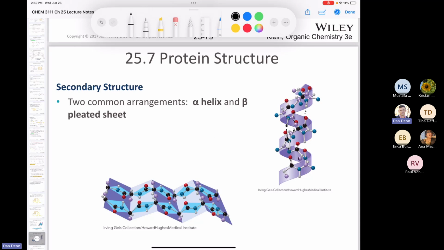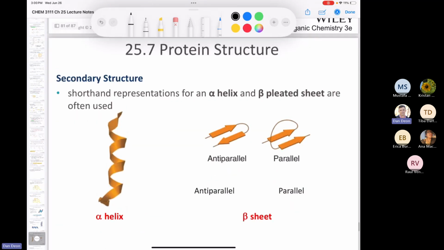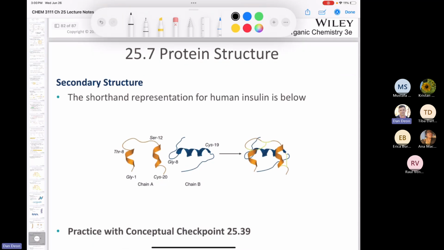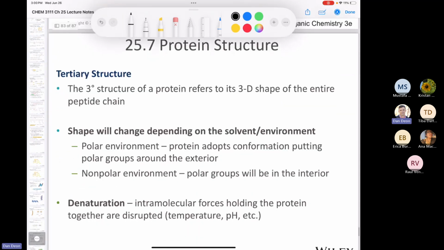And then a beta pleated sheet, if you've ever looked sideways at corrugated cardboard, how it has the ripples in it like this, or maybe drapes or something like that. That's kind of what a beta pleated sheet looks like. Now, beyond secondary, I guess in biochemistry, you'll talk about parallel and anti-parallel beta pleated sheets. So it shows some secondary structure here with this ribbon diagram.